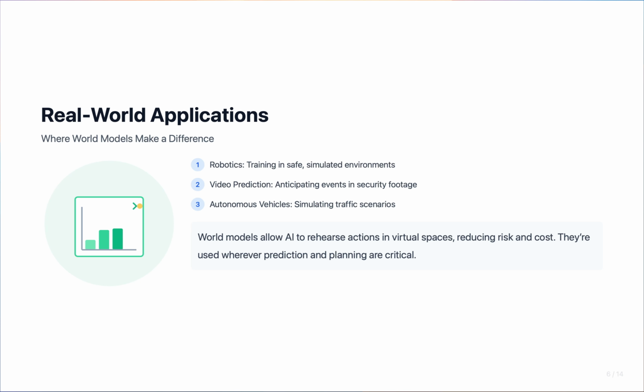Another application is in video prediction. Some AI systems analyze security footage and predict what happens in the next few seconds. This helps detect unusual behavior early, like someone leaving a bag unattended. Self-driving cars also rely heavily on world models. Tesla's autopilot, for example, builds a live 3D simulation of surrounding traffic, predicting how other vehicles will move. These aren't futuristic dreams, they're happening now. And as models get better, we'll see even more applications in healthcare, education, and smart homes.